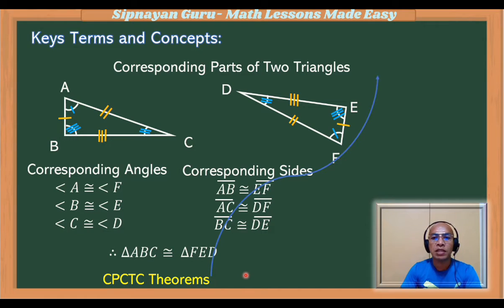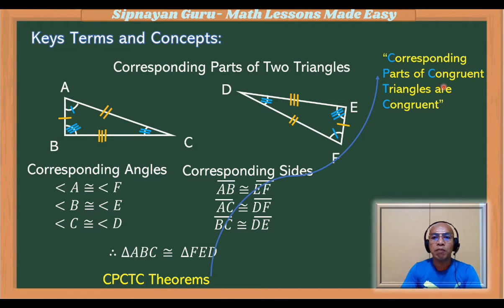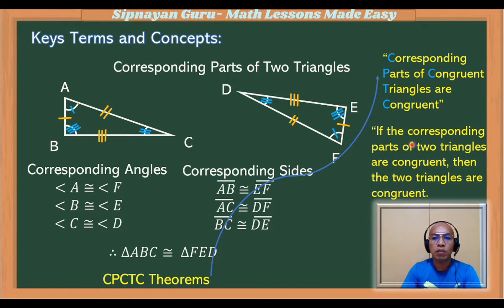CPCTC stands for the corresponding parts of congruent triangles are congruent. Or it can be stated in a conditional form that says, if the corresponding parts of two triangles are congruent, then the two triangles are congruent.